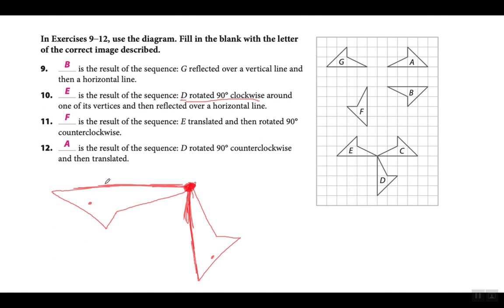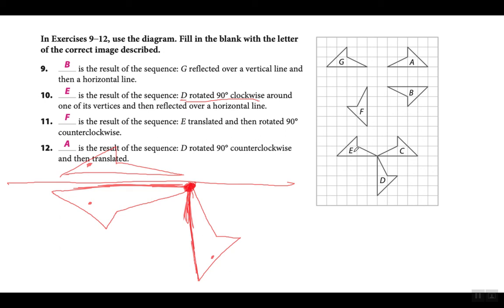And then reflect it over a horizontal line. Here's a horizontal line. If I reflect it over that, it's going to be like this. And that's what E looks like. That's the direction that E is in.